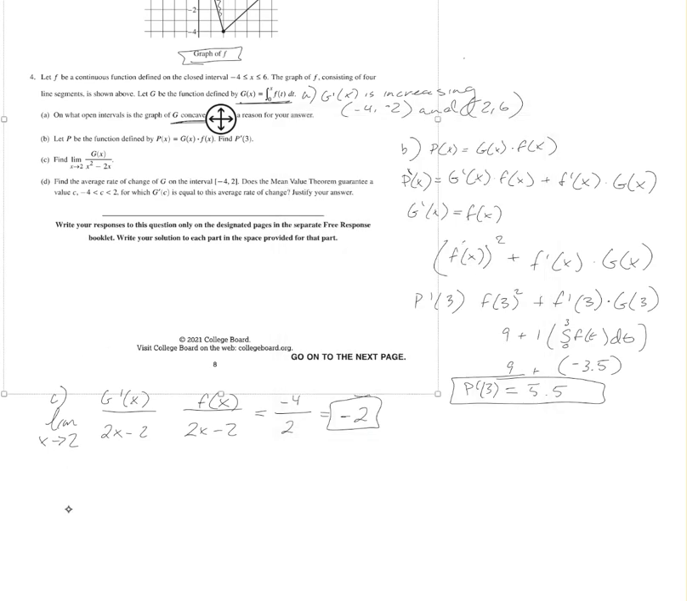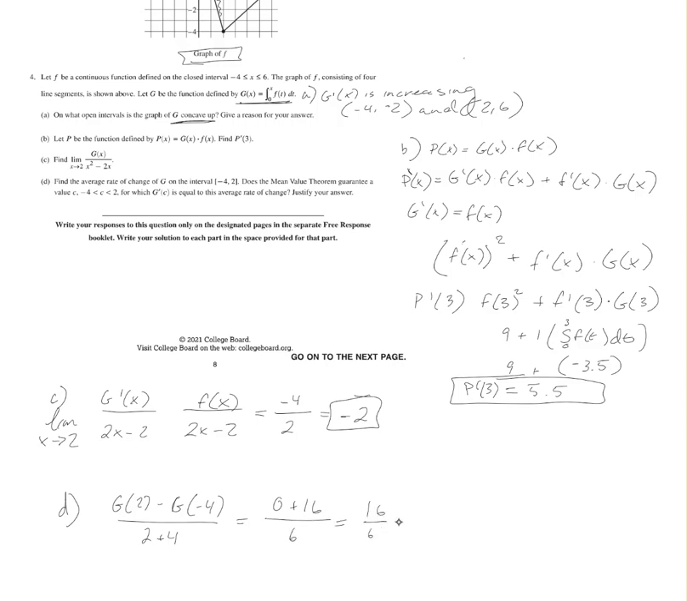And then for part D, find the average rate of change of g on the interval -4 to 2. Does the mean value theorem guarantee a value c on the interval -4 to 2, where g prime of c is equal to this average rate of change? And then justify your answer. So for part D, first, they're asking for the average rate of change, so we'll just do that first. So that's g of 2 minus g of -4, over 2 plus 4. And that gets us 0 plus 16 over 6. 16 over 6 is 8 over 3. So that's our average rate of change.